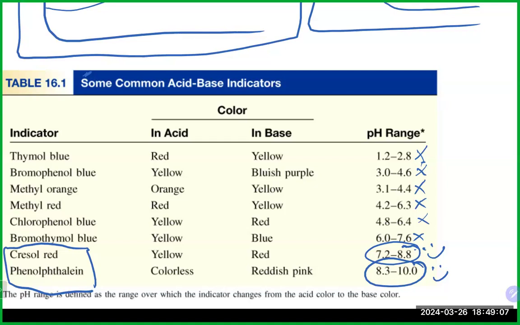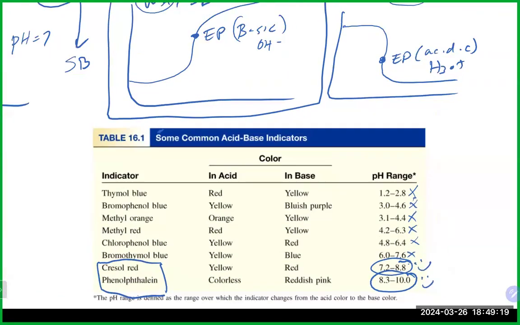Like I said, if you really knew the numbers of your titration here, you could actually dial it in and maybe pick a better one of the two, or maybe find a third one that would work just as well. Any questions on how to pick an indicator?